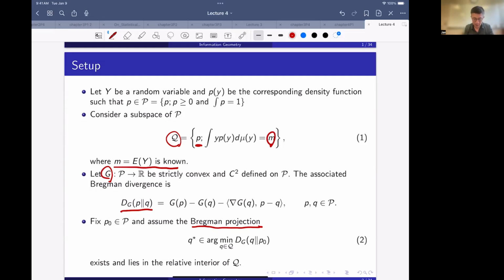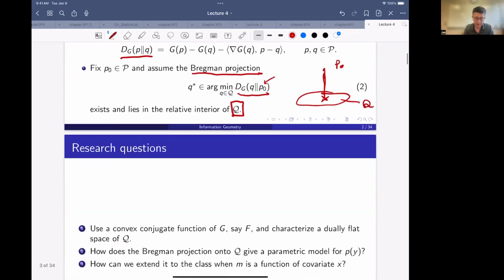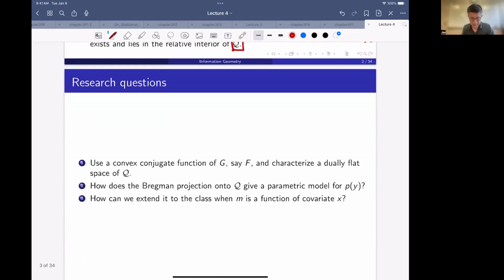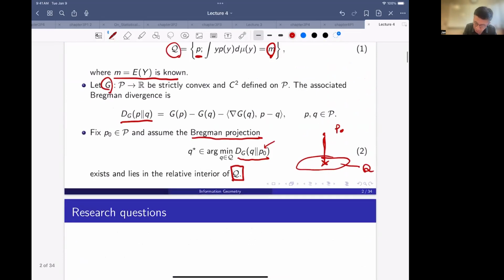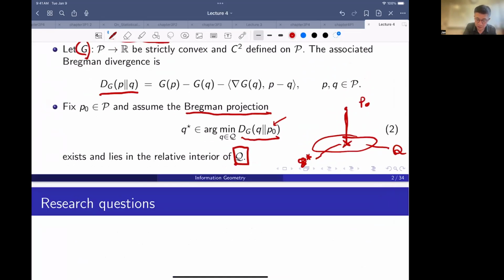And this is quite nice because this is a closed and convex set, and this is a divergence measure, and so this is outside. So you have a space Q and outside P0, right? And the deviation here is essentially the Bregman divergence. So then a question is, we want to characterize this point, Q star, the projection point.